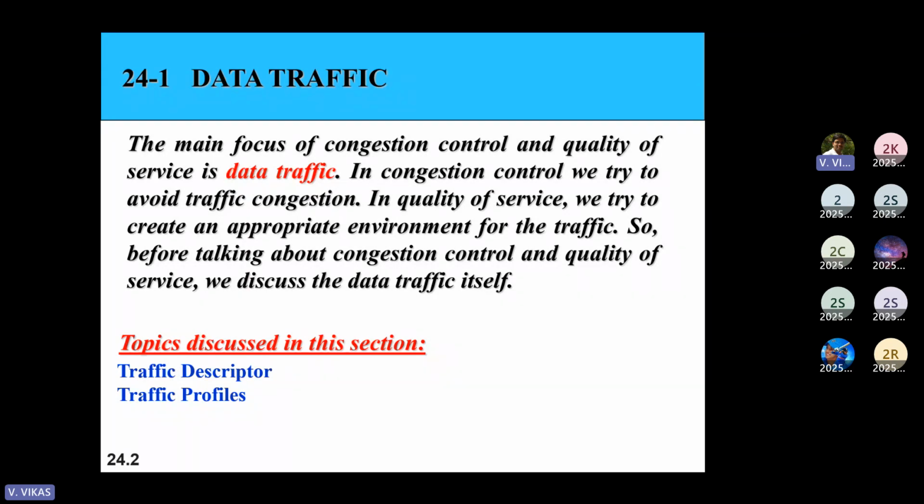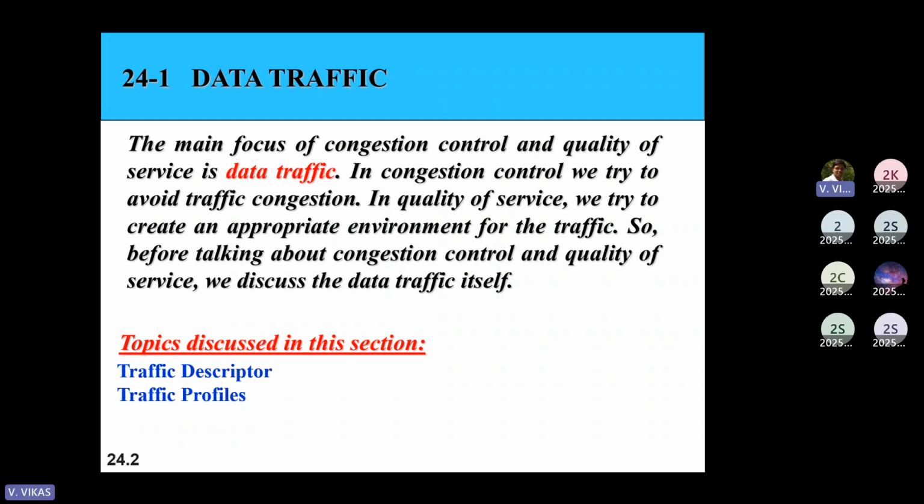Quality of service means we are trying to provide a suitable environment. Congestion control is avoiding traffic congestion. Quality of service means we are trying to create an environment through which we will achieve whatever quality of service is required. For example, let us say an application requires 4 Mbps of data. With respect to quality of service, we try to look for a path which provides us 4 Mbps bandwidth. That is considered to be quality of service. So in quality of service, we try to create an appropriate environment for the traffic.